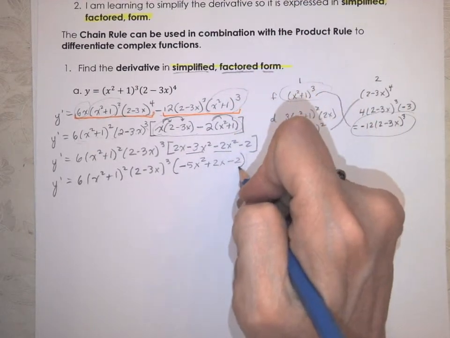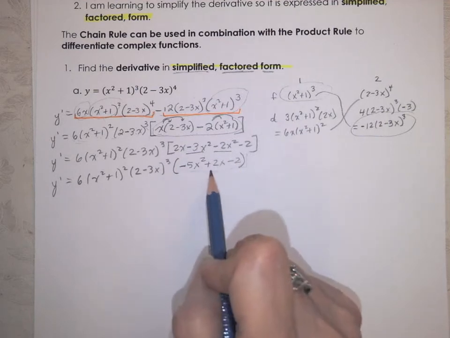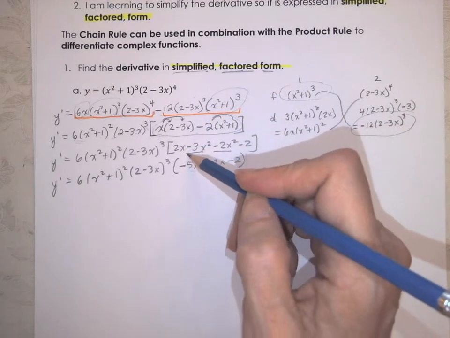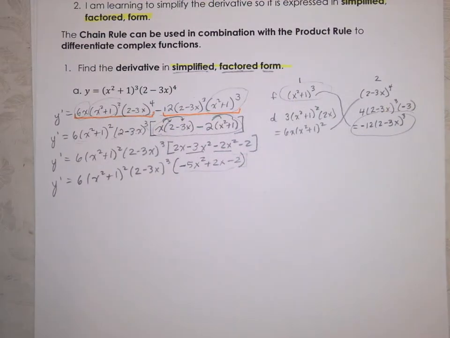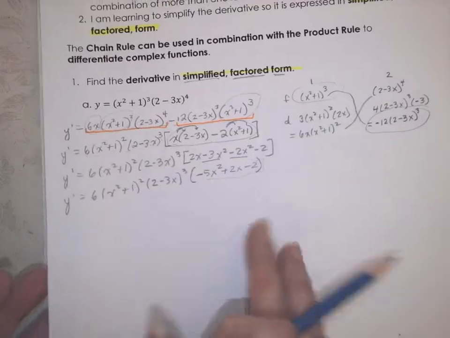Okay. So the last thing that I would do then is check to see if what was in here could be factored. It would be a complex trinomial, but in this case it can't be factored. There aren't two numbers that multiply to positive 10 and add to 2. So we're done at this point, and it is in simplified factored form. Okay, next question.